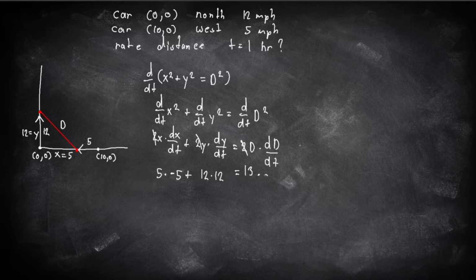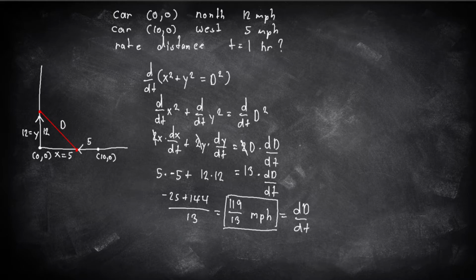And then multiply by d, the distance, at which the rate the distance is changing. So this is negative 25 plus 144 divided by 13. This should come out as 119 over 13, and the units are in miles per hour. So that means the rate at which the distance is changing is 119 over 13 miles per hour. Okay, so those are one of the main questions.